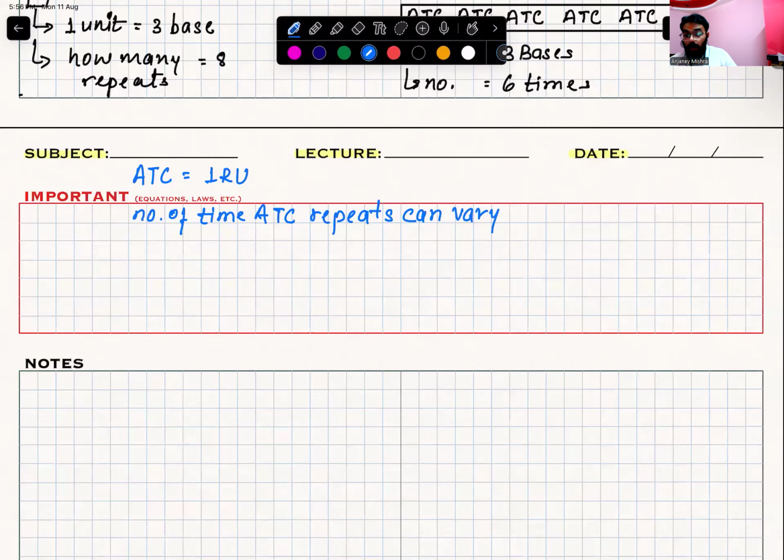Then the repeating unit can also vary. The repeating unit could be like ATCG. This can make one repeating unit. So now what has happened? Repeating unit has changed.